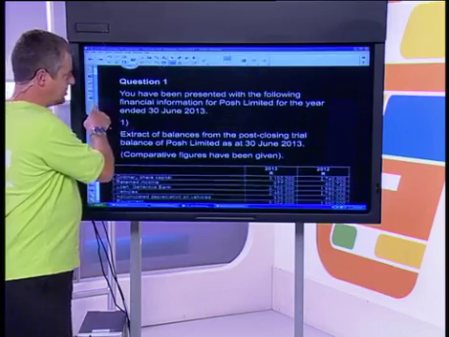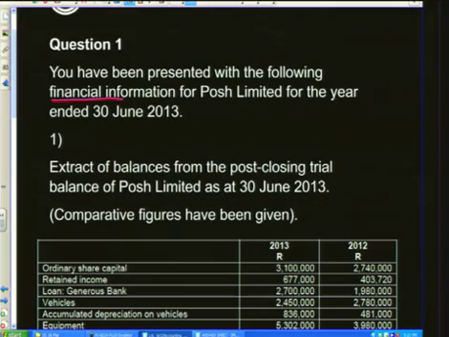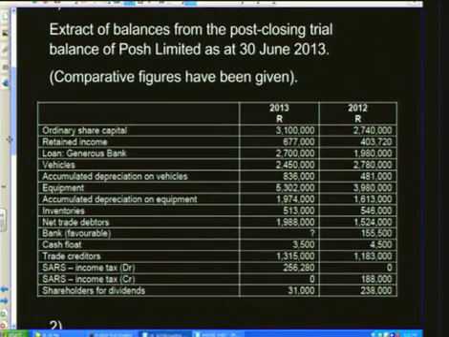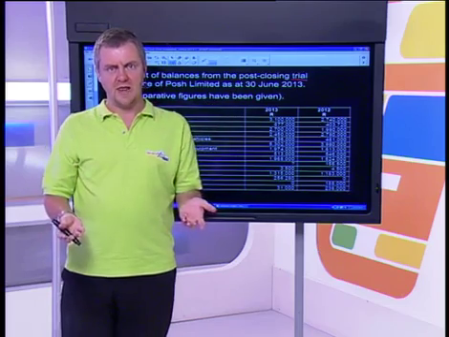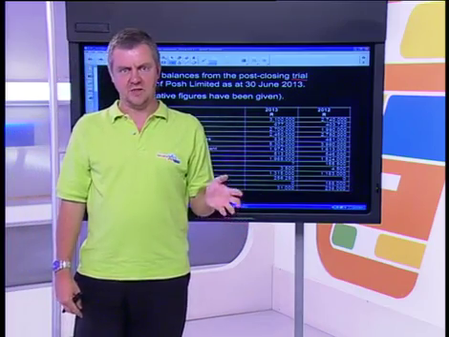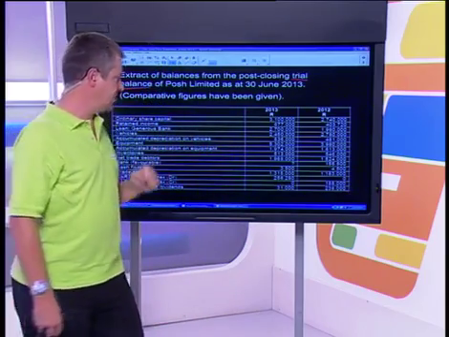So here's the question, which tells us that we've been presented with the financial information for Posh Limited, the name of our company, for the year ended 30th of June 2013. You can see here that there is a long extract of balances from the trial balance. Typically the question takes this format, where you are given a whole trial balance and you have to use the information in it to prepare the full cash flow statement with some of the notes as well. Today we're only going to prepare note 1 because of time constraints.